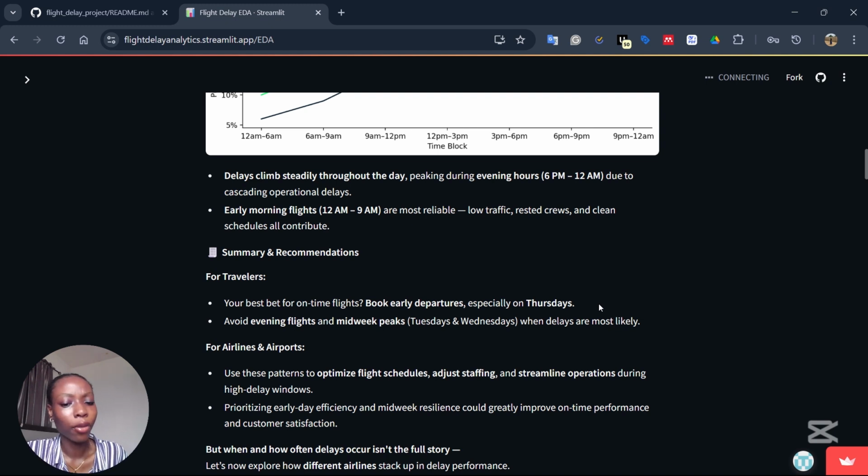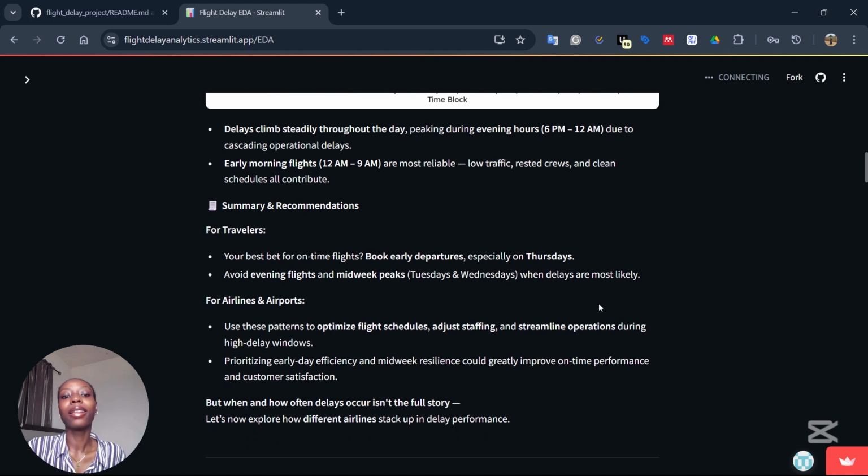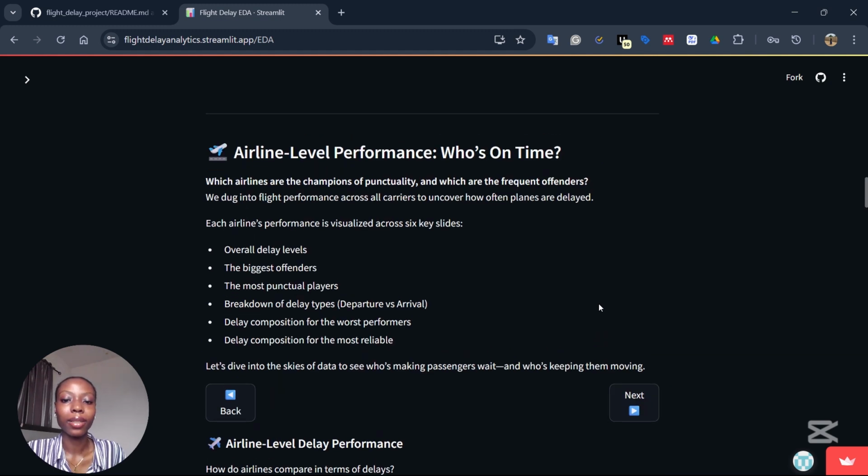But when and how often delays occur isn't the full story. Let's now explore how different airlines stack up in delay performance. Airline-level performance. Who is on time? Which airlines are the champions of punctuality and which are the frequent offenders? We dug into flight performance across all carriers in the data set to uncover how often planes are delayed.